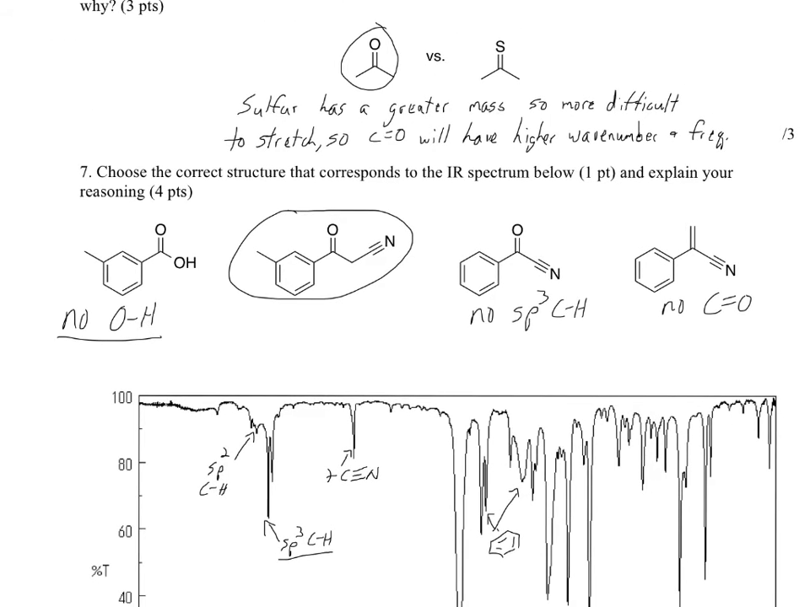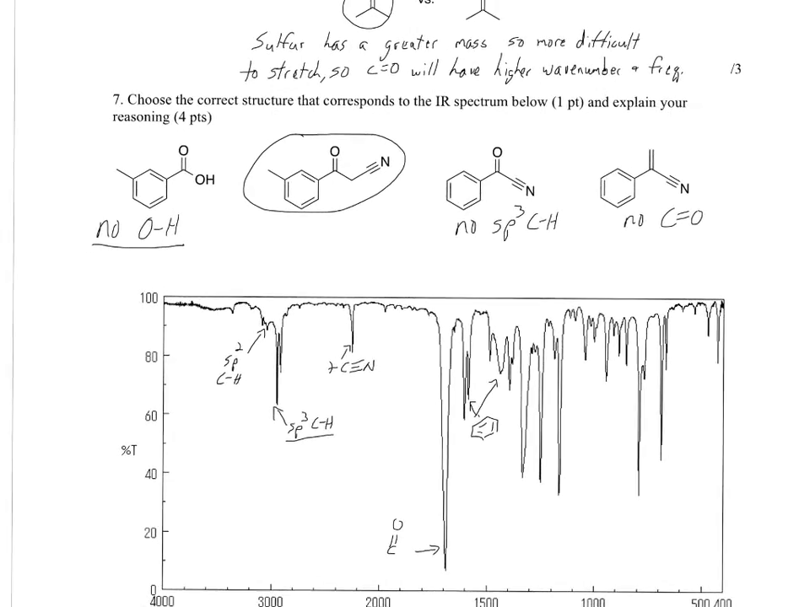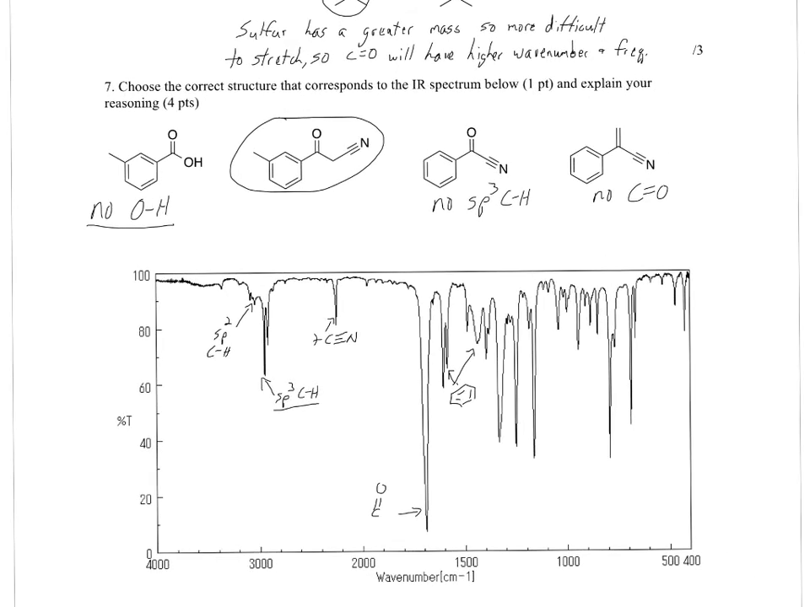In this one, choose the structure that corresponds to the IR spectrum below and explain your reasoning. Take a look here. If you looked at this, you'd say, well, I need to have an OH, and I don't see an OH. Here, I need to have a nitrile. Well, I do see a nitrile possibly, or an alkyne. But the other 3 have a nitrile, so that doesn't narrow it down. This one has no sp3 CHs, and there are sp3 CHs, so that would eliminate this. And then this one doesn't have a CO stretch, so it couldn't work here. So this is the only one that works with the nitrile, the carbonyl, and the sp3 type CHs.